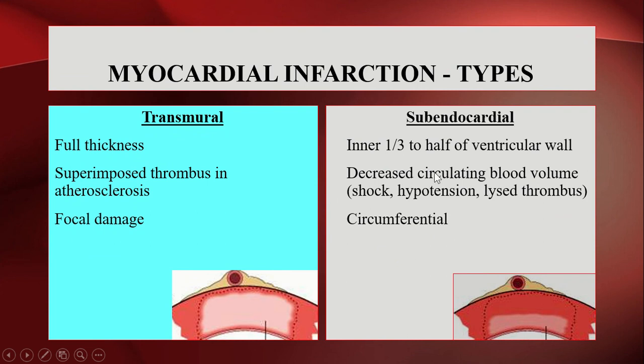Here you see the subendocardial and transmural infarction. Some scientists consider that all infarcts are subendocardial infarcts, located in the inner 1/3 to half of the ventricular wall, resulting from decreased circulating blood volume, shock, hypertension, lysis, thrombus, and circumferential involvement. But if they continue, they can go on to form a transmural infarction.